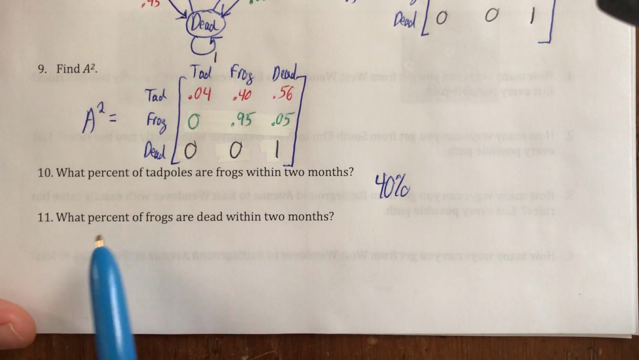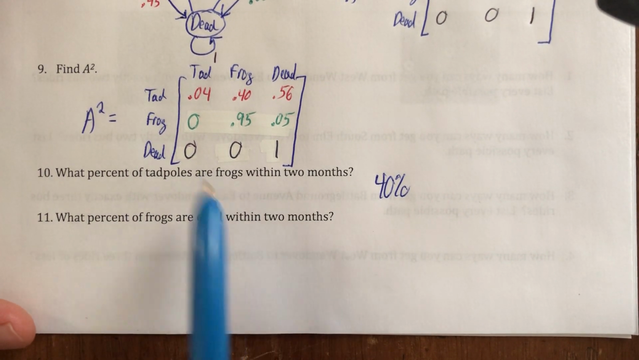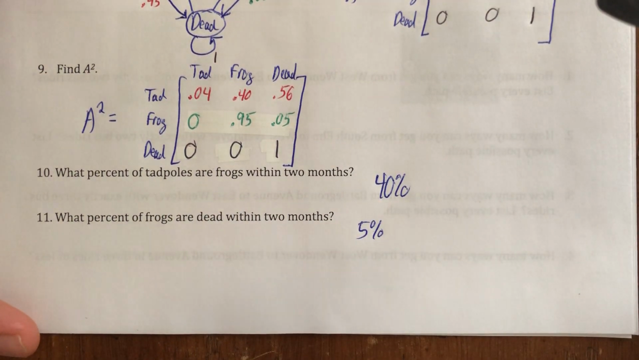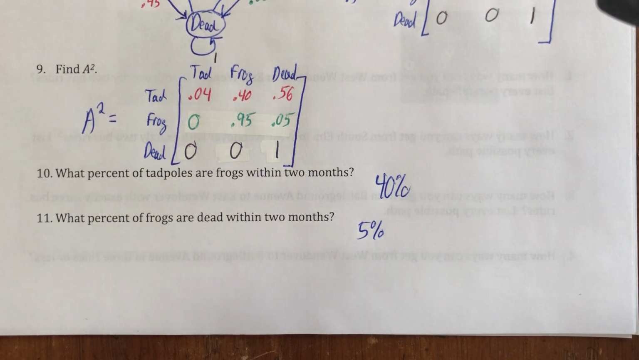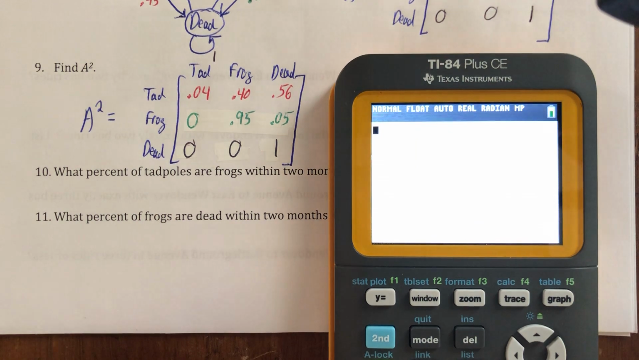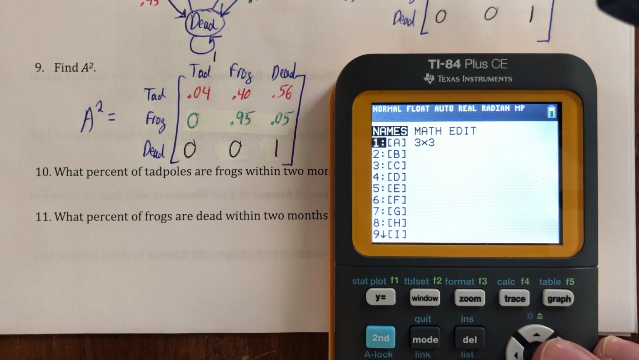Number of frogs. What percent of frogs are dead within 2 months? Frogs that are dead is now 5%. And I want to show you something. You know, all the tadpoles and all the frogs, they're all going to die eventually, right? So let's do this. Check this out. This is cool. What's their lifespan?